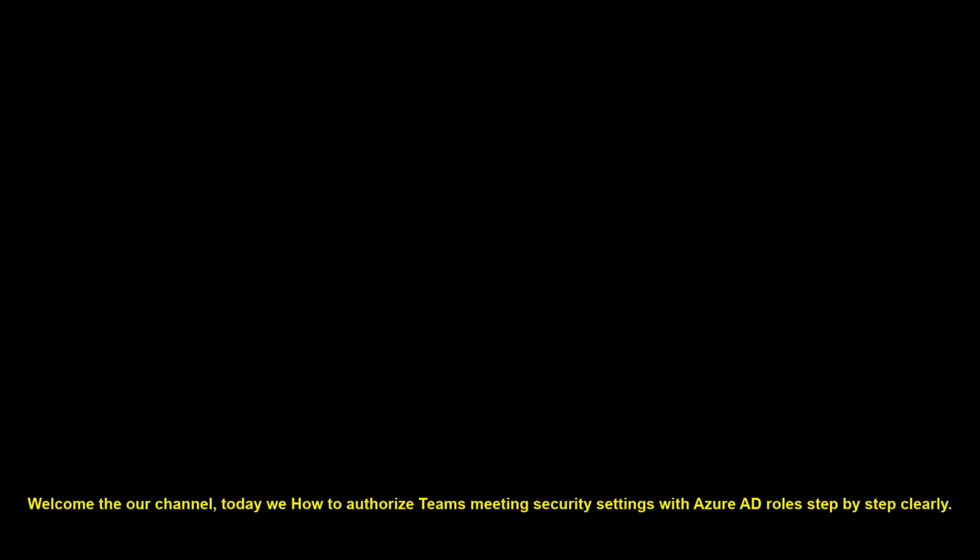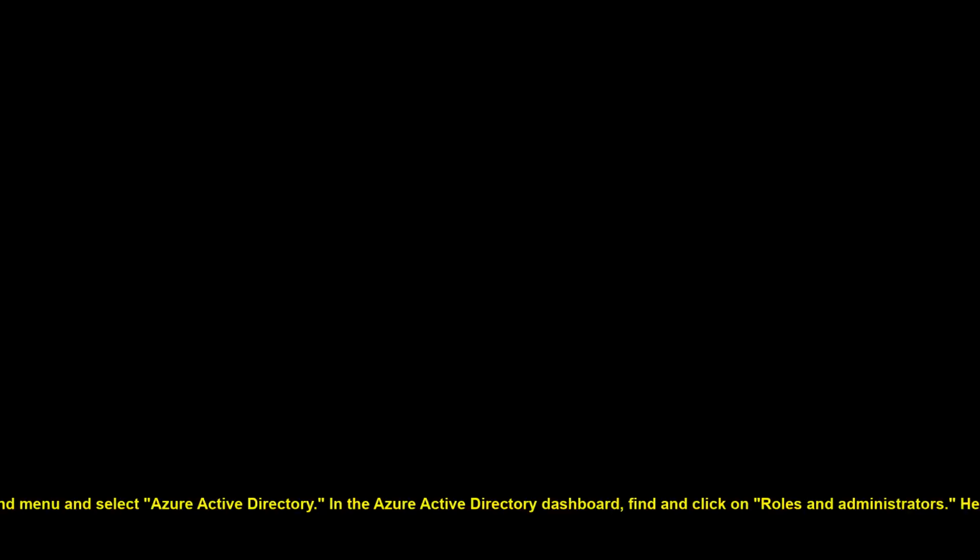Today we'll show how to authorize Teams meeting security settings with Azure AD roles, step by step, clearly. Begin by logging into your Azure portal using your administrator credentials. Once logged in, navigate to the left-hand menu and select Azure Active Directory. In the Azure Active Directory dashboard, find and select the role that you want to assign permissions for Teams meetings, such as Teams Administrator. On the role page, click on Assign.